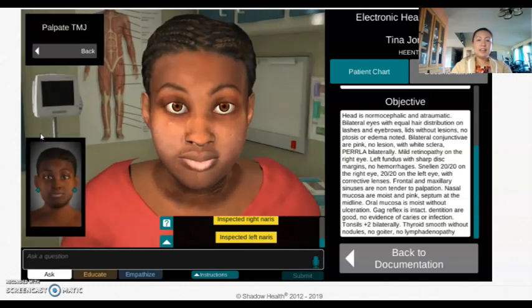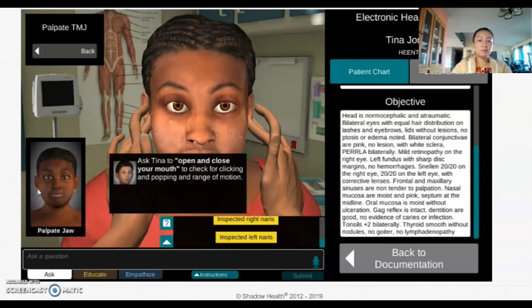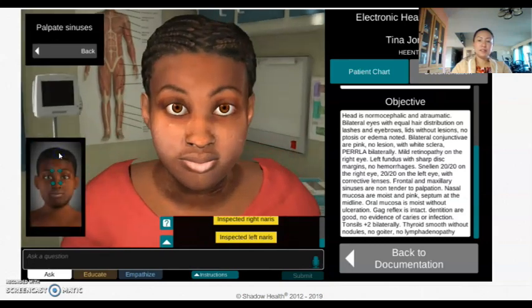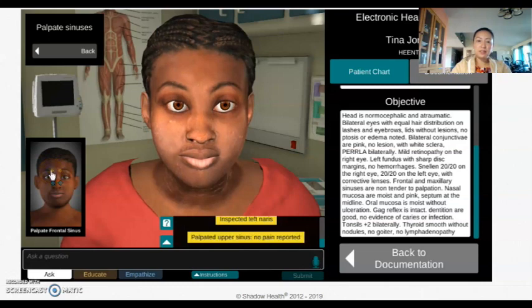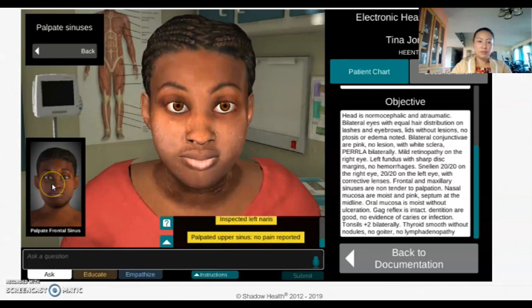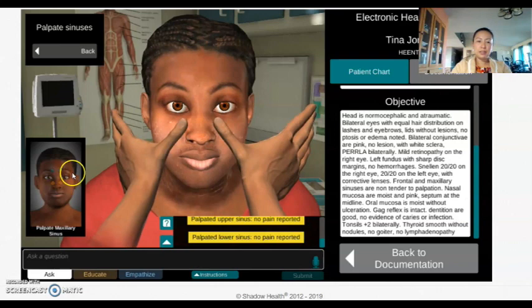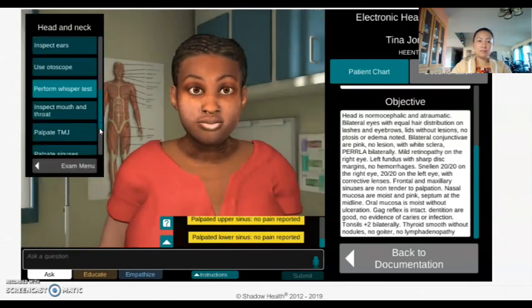Okay, now for the jaw, I wanted to check if there's clicking and popping sounds, and also check the range of motion. So the sinuses, I want to see if there's tenderness or any signs of infection, if there's pain. And as of this moment, the patient did not report any pain, and there's no signs of existing sinus infection.